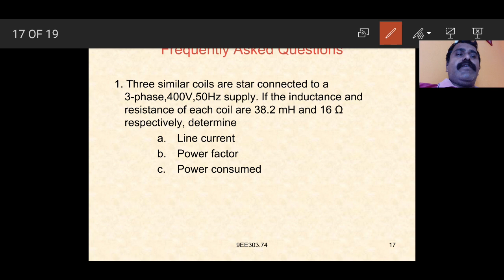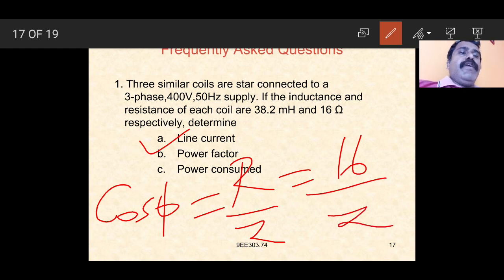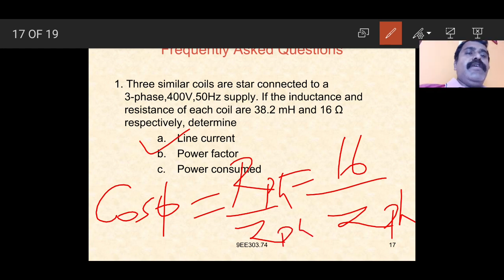Next, the power factor. We know cos phi is equal to R by Z. R is 16, and the Z value is found, that is the Z phase. We take R phase by Z phase, and that is the power factor. We get it as lagging, because the inductance is connected here.